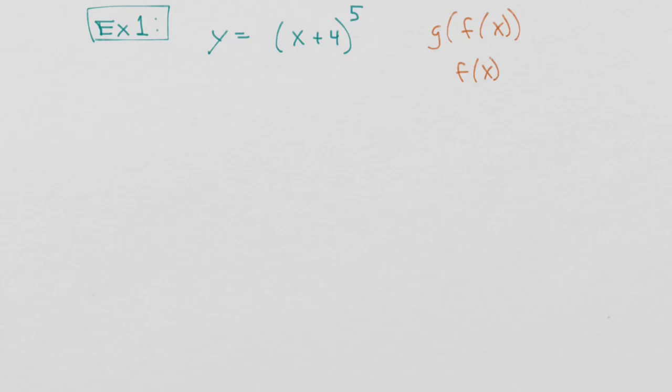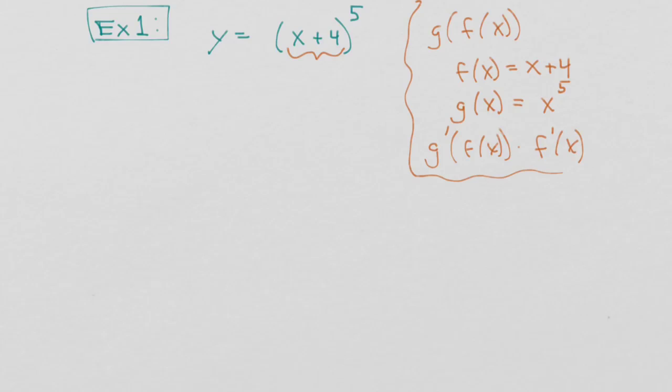f of x, in this case, the inside function, is x plus 4. g of x, the outside function, is simply a function raised to the power of 5. So if I want to find y prime, I'm going to find g prime of f of x multiplied by f prime of x. So this is kind of like my outline. This is my process that I'm going to go through.